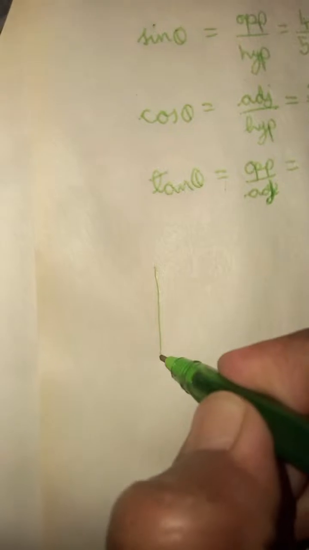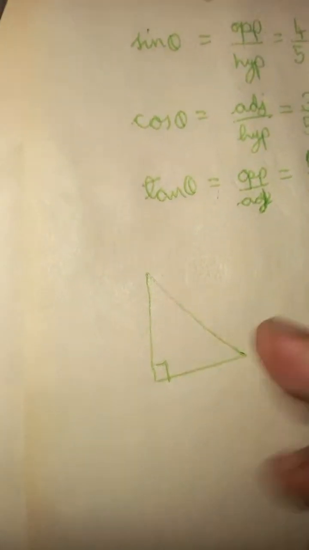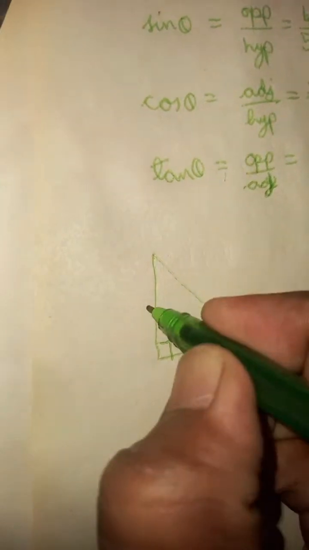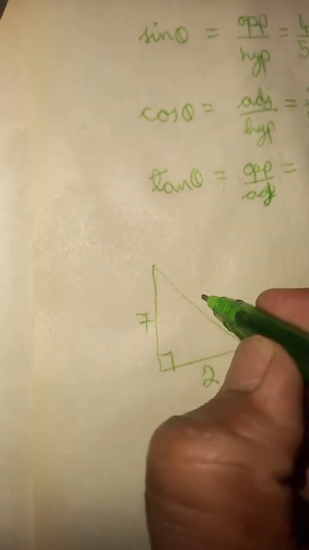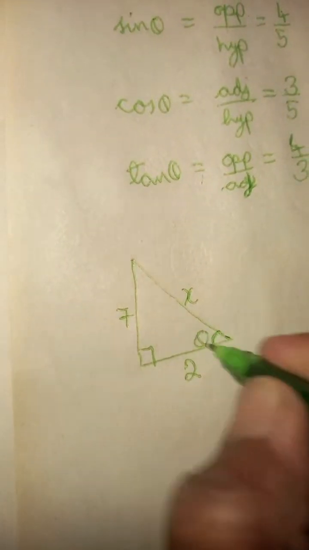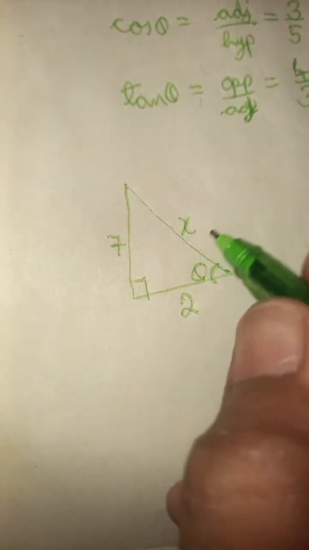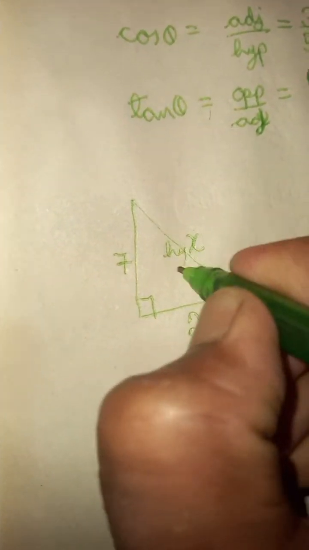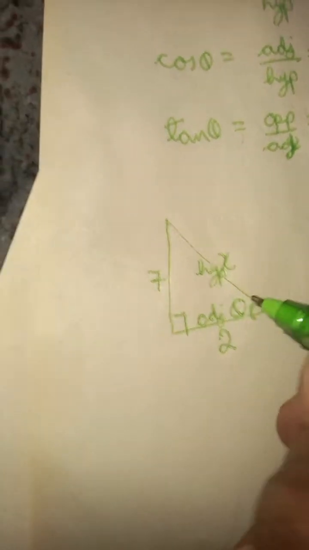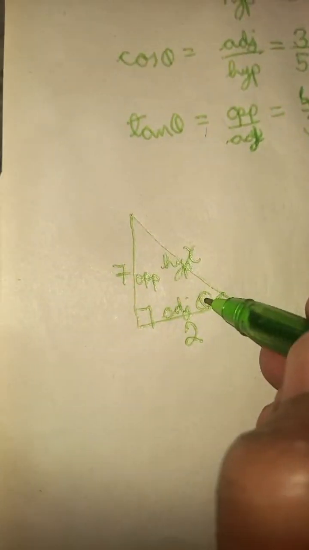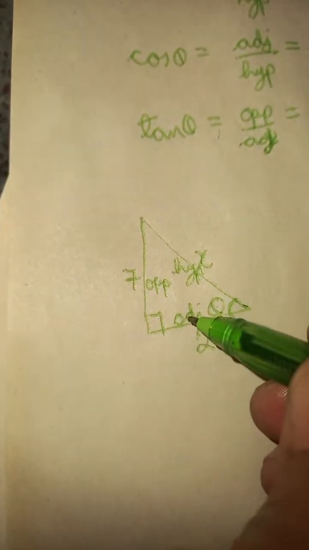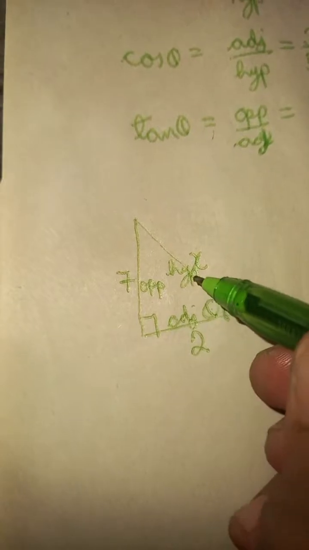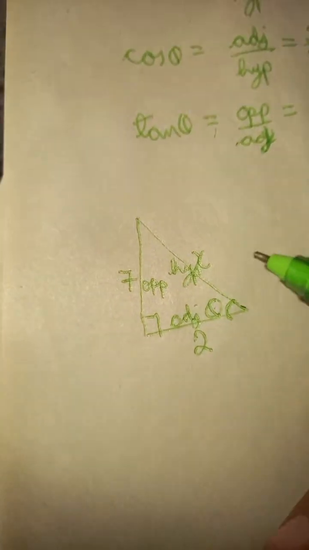These are the basic ratios of trigonometry. Now I give one problem, you do it and tell it out. In this right angle triangle, one side is 2 units and another side is 7 units. You need to find the hypotenuse. They give the angle theta. Then this one always remains the hypotenuse, this one is adjacent, and this is opposite, because this side is opposite to theta. Joining theta, this becomes adjacent, and this is always the hypotenuse.